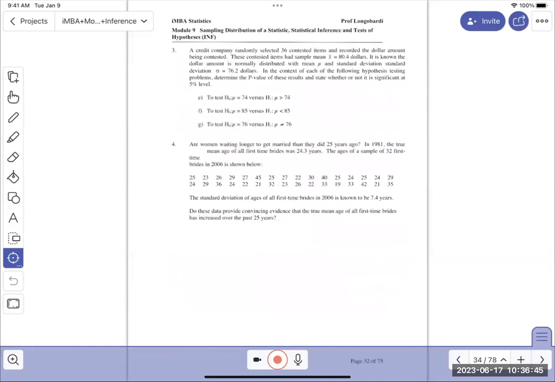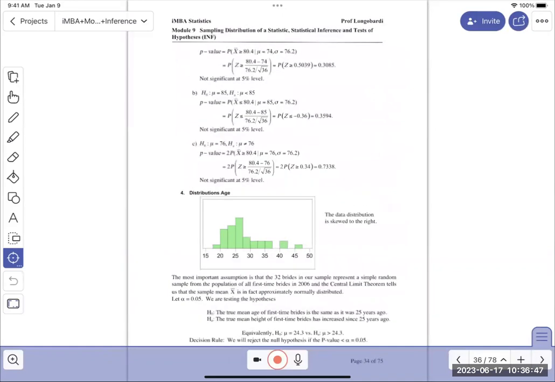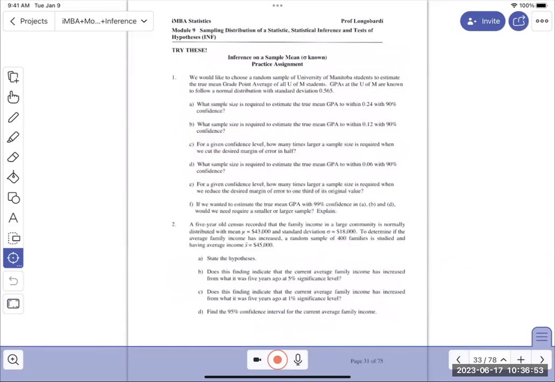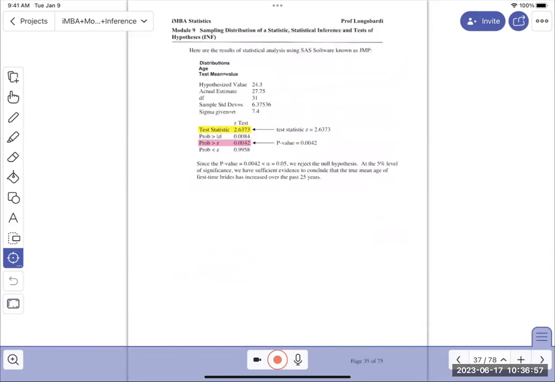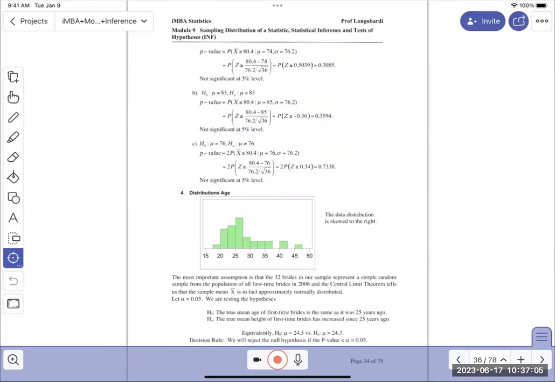What I want to show you is output. I want to do a problem with output because I could give you statistical output and you need to be able to interpret it. Okay, here. Okay, so this is page 35 of the notes.